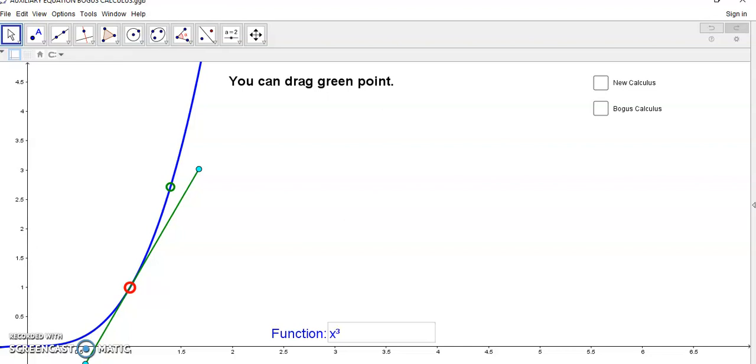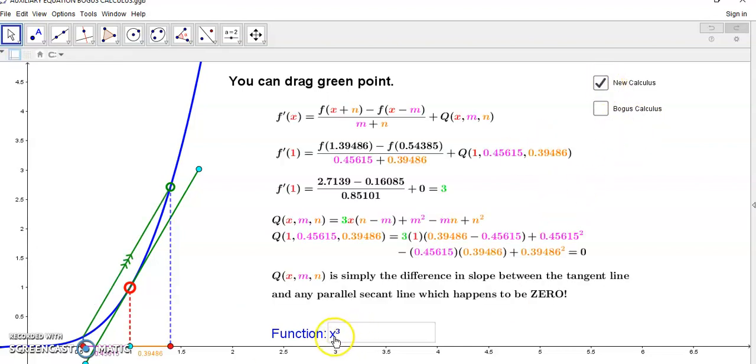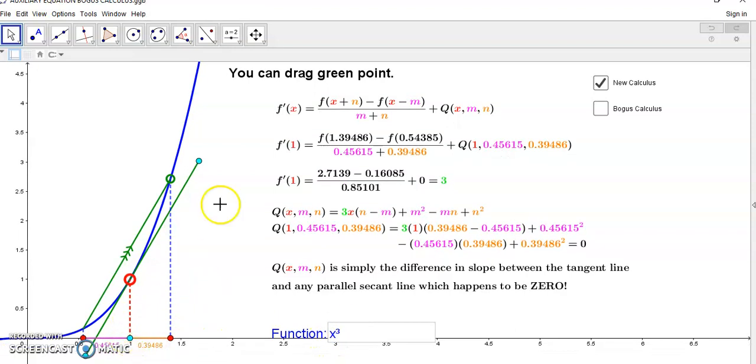And let's begin. So now in the new calculus, I'm using this function here, x cubed. In the new calculus, what you have is this definition of the derivative. And this expression here is always the difference between the slope of the tangent line and the secant line. And in the new calculus, it's always 0 because the slope of the parallel line is the same as the slope of the tangent line. In other words, they're equal.